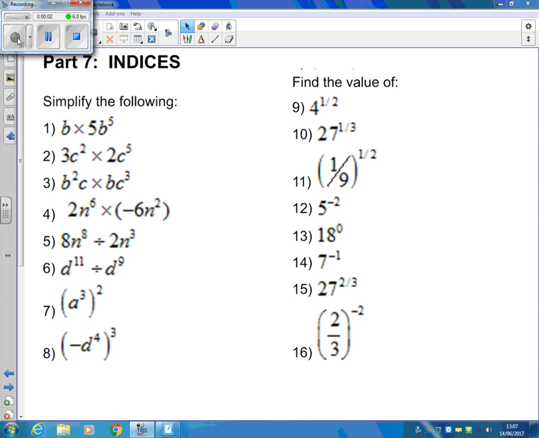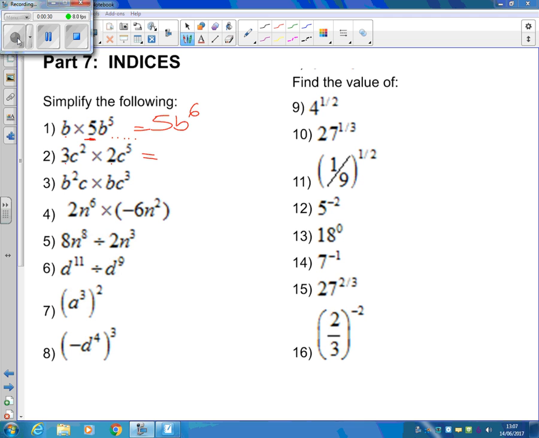Part 7 is indices, a very important topic when we start to differentiate and integrate in about December. But we've just got to tidy up each of these expressions. So for number 1, we're looking here, and the first bit we've got is, there's a 5 here. So there's 5 here, and then the b's. Well, we've got b to the power of 5 here, b, b, b, b, b, there's 5 of them, and another b makes b to the power of 6 altogether.